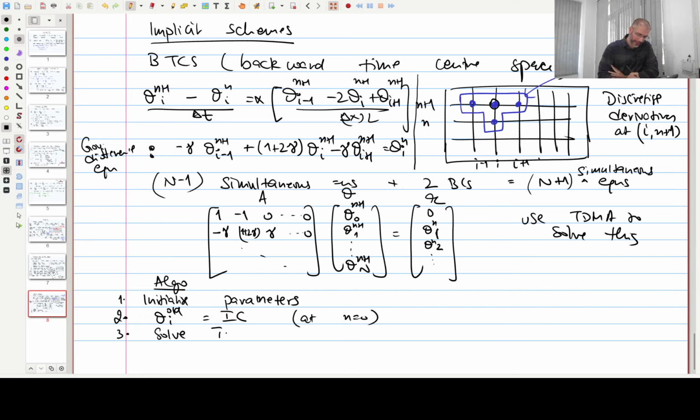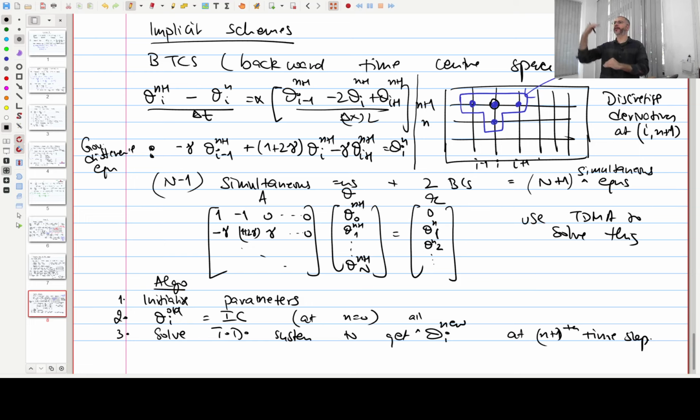Next we solve the tri-diagonal system to get theta new values for all i points at the n plus 1th time step. All i points, because when you write the linear system, it includes the boundary conditions as well. We just wrote that we have a total of n plus 1 simultaneous equations. That means you are solving for n plus 1 unknowns, which are theta values at all points including boundary points.